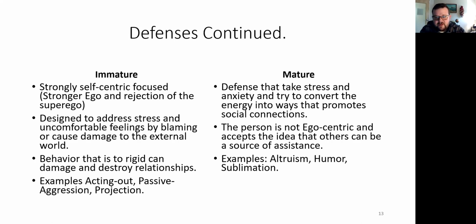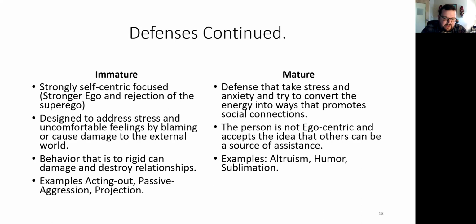So in a mature defense, some examples are altruism. So let's say I'm not feeling well, I can help others. That not only makes me feel better, but can also improve the quality of living for others. Humor. Most humor can be used when it's in a healthy, mature manner. And sublimation.